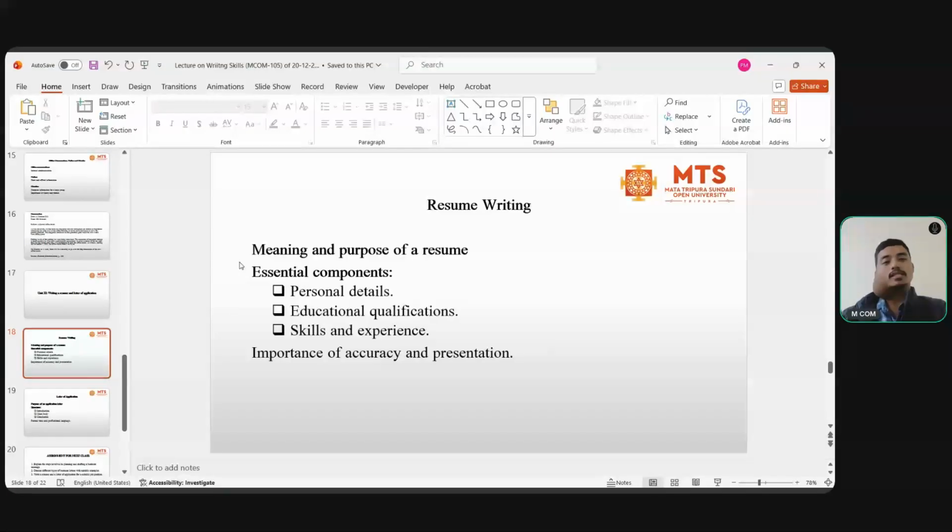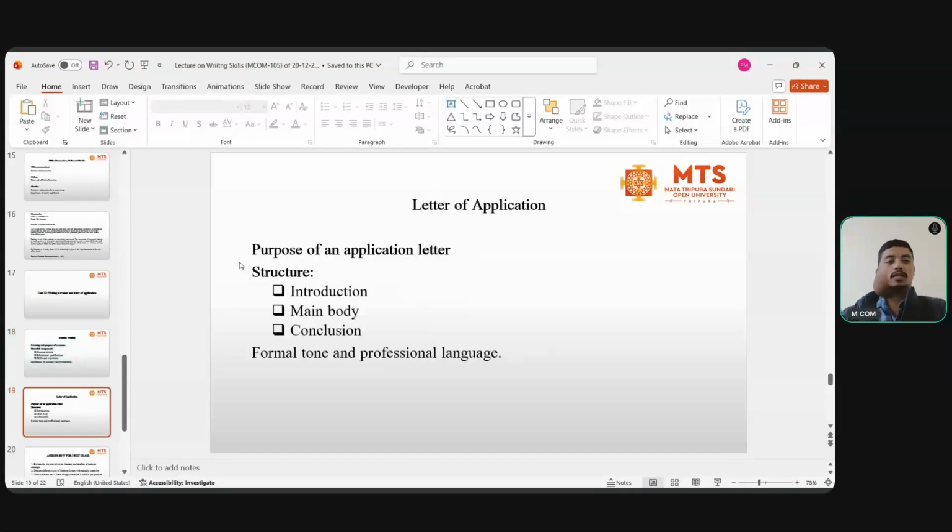Okay. So now next is letter of application. So now let us look into what exactly is the letter of application, which is actually written along with every resume. So the purpose of this letter of application is to introduce yourself and explain why you are suitable for the job. A letter of application actually has a clear structure.